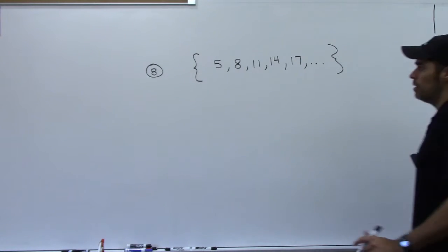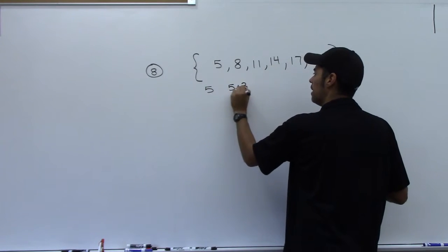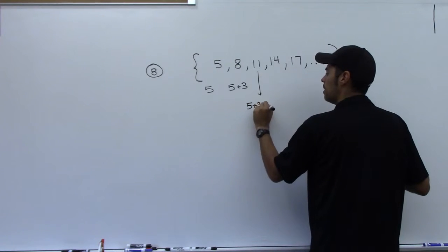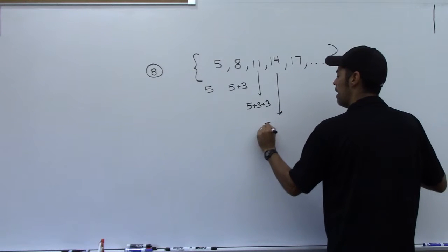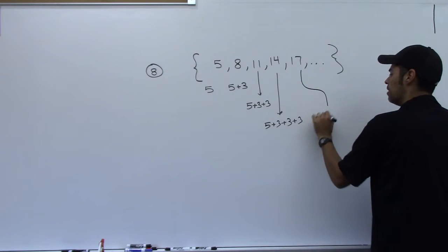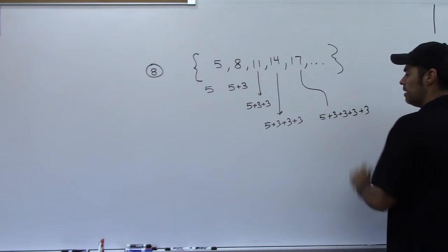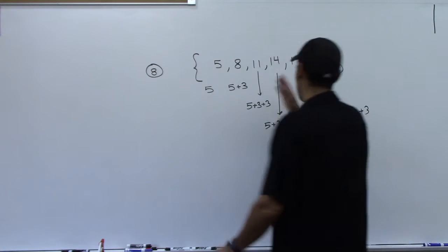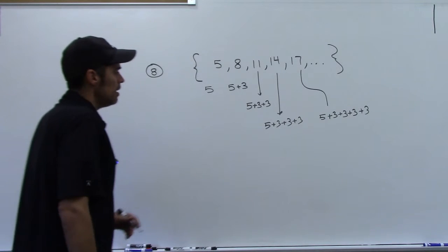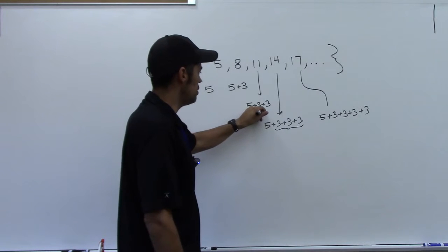So this first one is like 5. This one's like 5 plus 3. This one is like 5 plus 3 plus 3. This one's like 5 plus 3 plus 3 plus 3. This next one is 5 plus 3 plus 3 plus 3 plus 3. So each time I take a step into the next number, I keep adding another 3. And remember that repeated addition can be rewritten as multiplication.